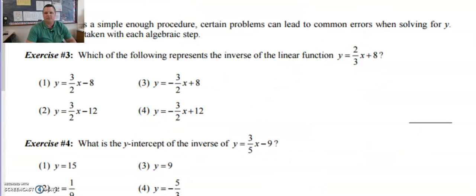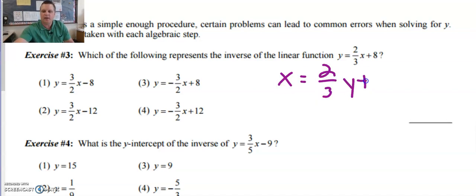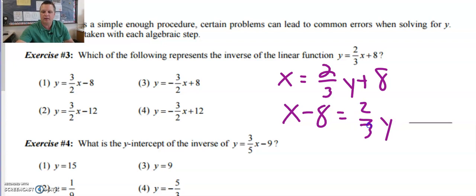And now we just have more practice with inverses. Which of the following represents the inverse? We simply, again, switch the x and y. So x equals 2/3 y plus 8. So I have x minus 8 equals 2/3 y. Now, to get rid of this 2/3 y, what I do is I multiply by the reciprocal.